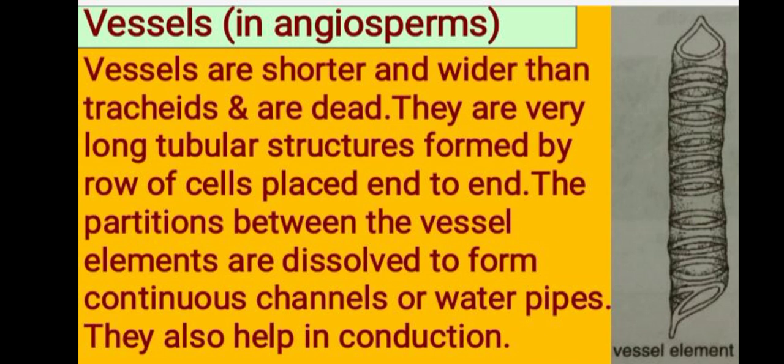Vessels are shorter and wider than tracheids and they are also dead in nature. They are very long tubular structures formed by a row of cells placed end to end. Now one very interesting thing is that the partitions between the vessel elements are dissolved to form continuous channels or water pipes. They also help in conduction.